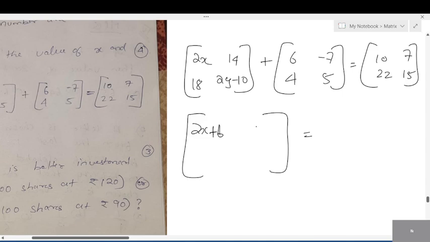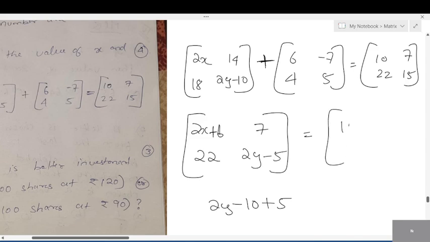Next one, what is 14 minus 7? 7. Wherever possible, try to give the correct answer, Joanna. What is 18 minus 4? Sorry, 18 plus 4, right? 18 plus 4 is 22. Next one, 2y minus 10. No, no. What is minus 10 plus 5? So what should I write here? 5. Right side, it remains as it is.